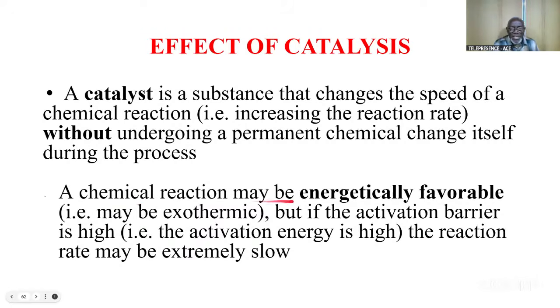A chemical reaction may be energetically favored, that is, it may be exothermic. But if the activation barrier is high, the activation energy is high, the rate of reaction will be extremely slow. So the activation energy will determine whether the reaction will be fast or slow. A reaction can be energetically favored, but if the activation energy is high, the reaction will be extremely slow. And I want you to know that.